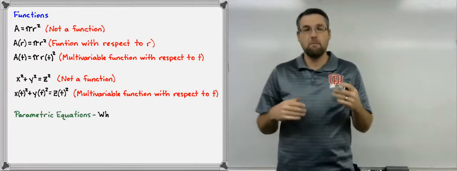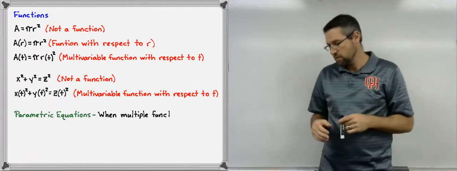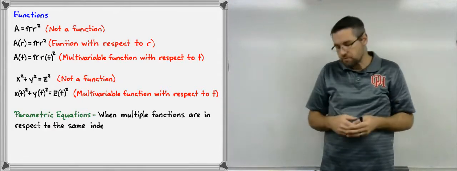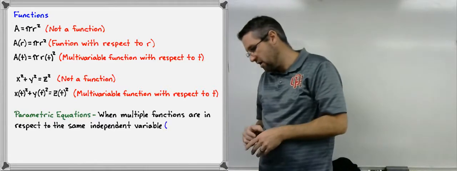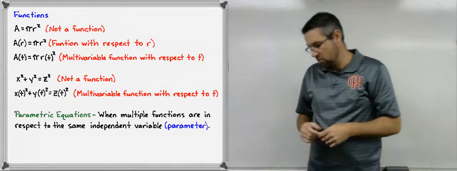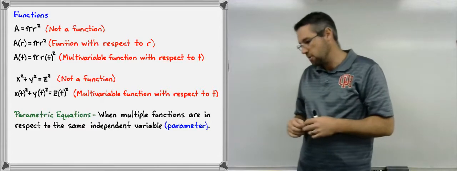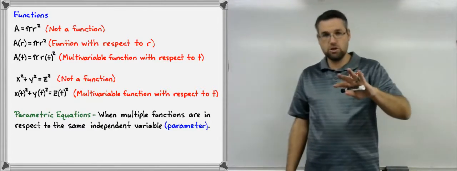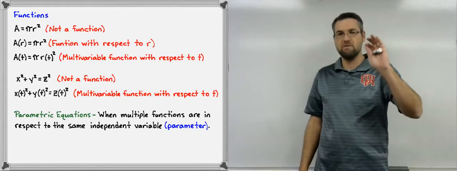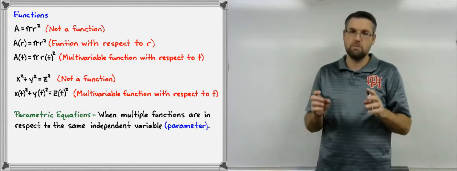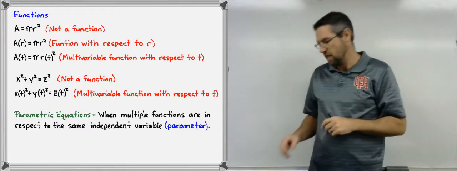The idea of a parametric equation is exactly that. You have multiple functions related to a single variable, an independent variable, and that's called the parameter. The independent variable is called a parameter. Now, in Calculus 2, you're going to go a lot more in depth dealing with parametric functions, but for now, we're just going to use them in a basic sense in related rates.